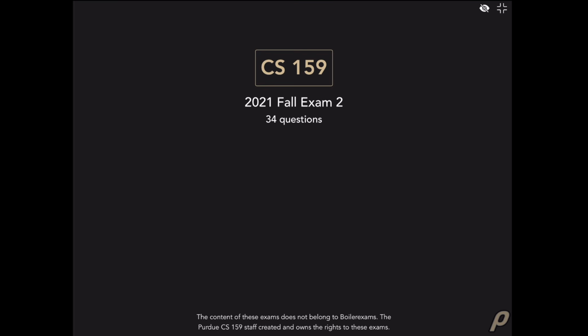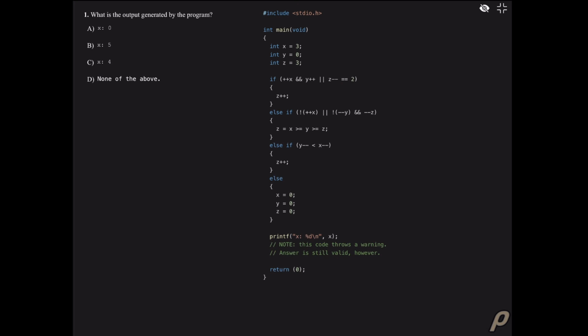All right, this is the CS 159 Fall 2021 Midterm 2. So let's go ahead and get started. All right, so our first question. Here we're going to answer the first two questions as they relate to all three of these variables.